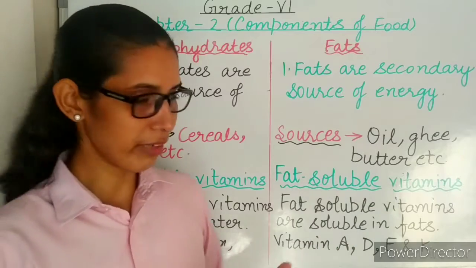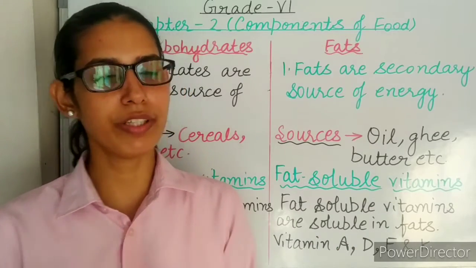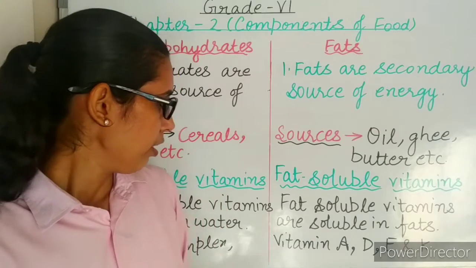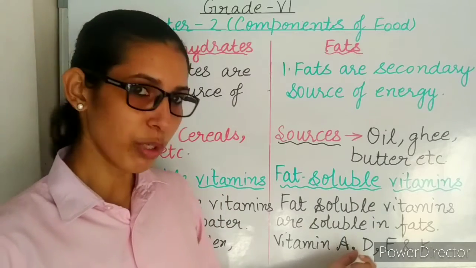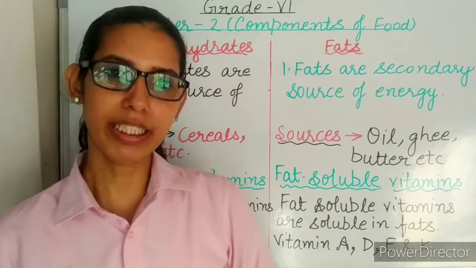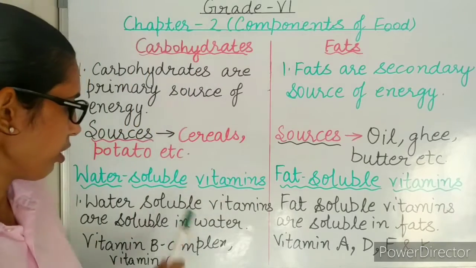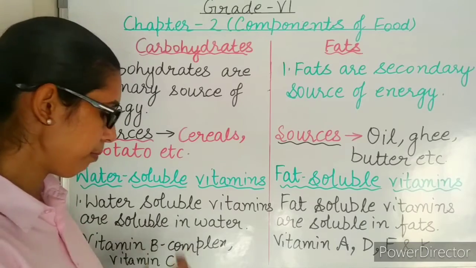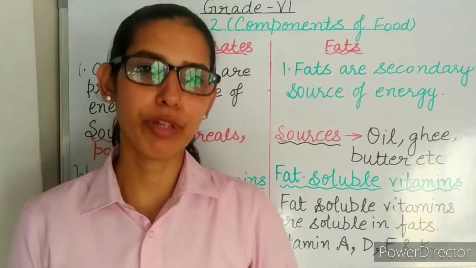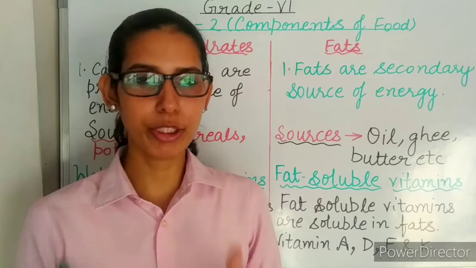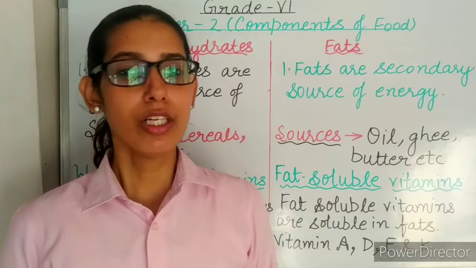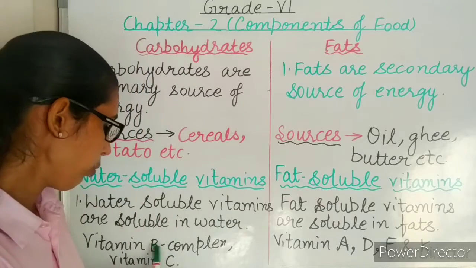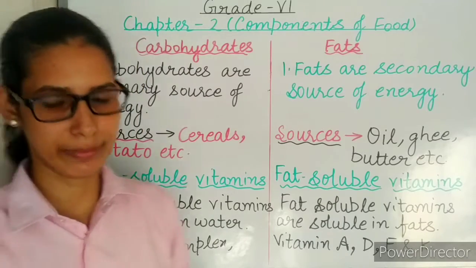Whereas fat-soluble vitamins get stored in body's fatty tissues, and whenever body needs them, these are used up. Fat-soluble vitamins are vitamin A, vitamin D, vitamin E and vitamin K. Water-soluble vitamins are vitamin B complex and vitamin C. Vitamin B complex means there are different types of vitamin B: vitamin B1, vitamin B2, B3, B6, B12. So the group of different types of vitamin B together, we call vitamin B complex.